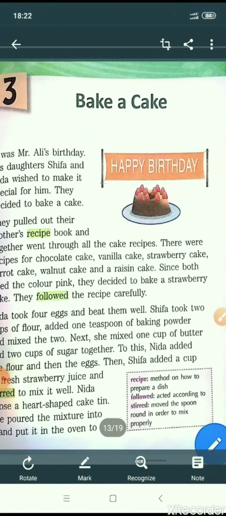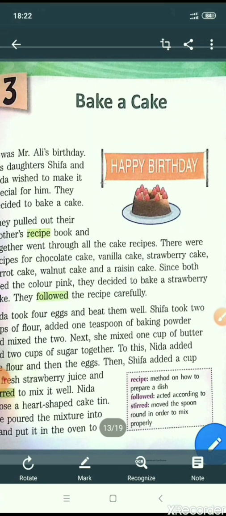Now, to bake the cake, they needed a recipe for it. Children, a recipe is a method on how to prepare a dish. So they needed the recipe for cake. For this, they took their mother's recipe book, in which their mother had written the recipes of various types of cake. So they went through all the cake recipes.